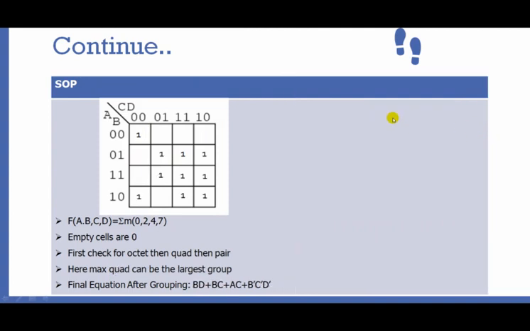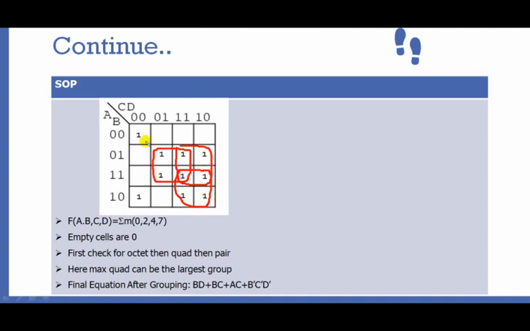So now we'll follow the same rules. Over here, first we'll check for an octet. An octet is a group of 8. We cannot find a group of 8, so we'll go for a chord. We can make many chords. So I will go from this. This is one chord. This is one chord, and this is one chord.